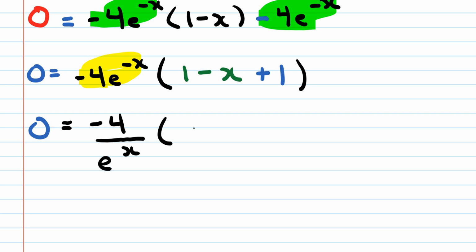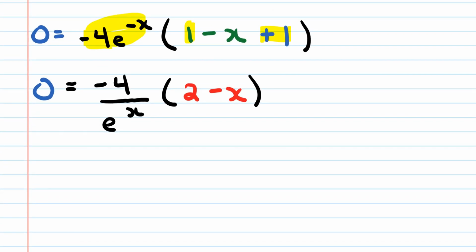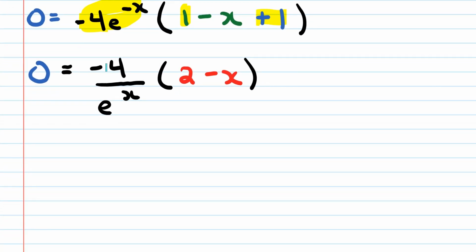And then my inside bracket will be, well, I have a 1 plus a 1, which is going to be 2 minus x. Okay. Now, if I set this equal to 0 here, technically this part here in blue is never equal to 0, so we can ignore that. But this part right here is really easy to set equal to 0, and that means x has to take on a value of 2. Okay, so x equals 2 could be an inflection point.